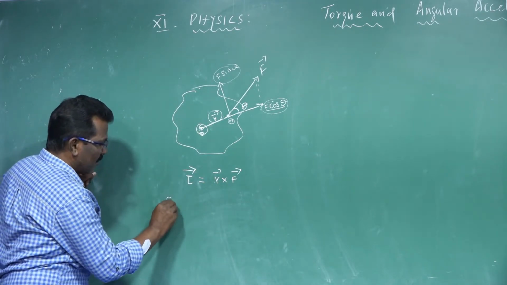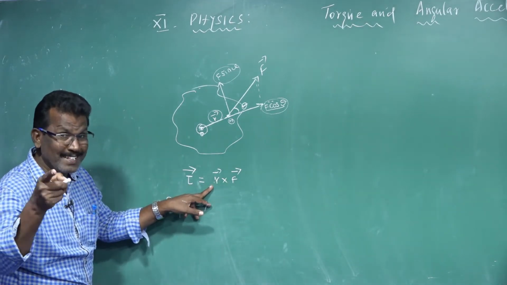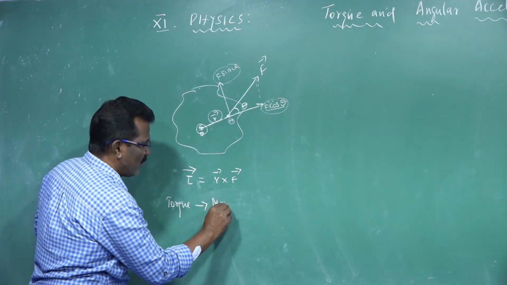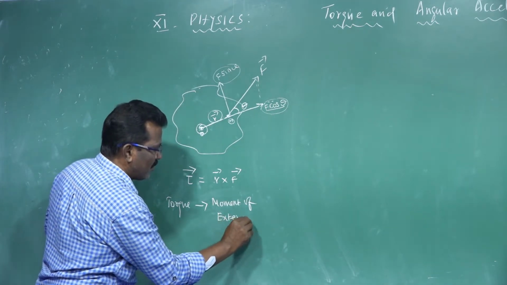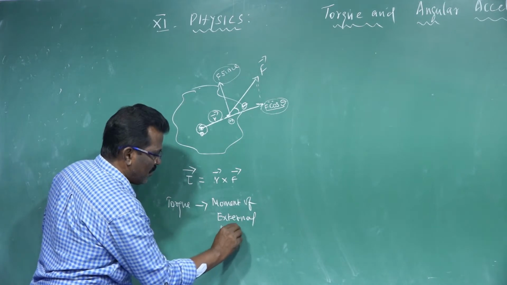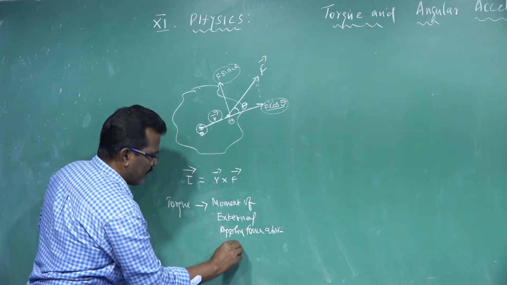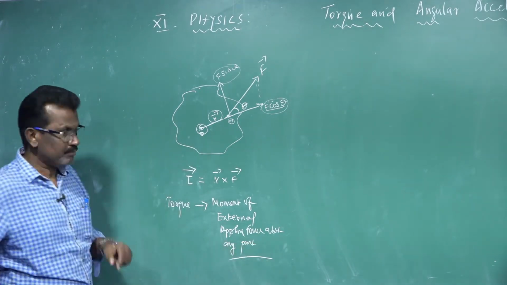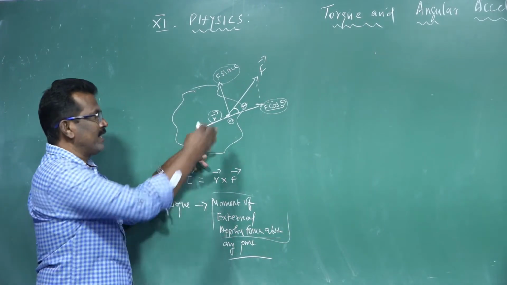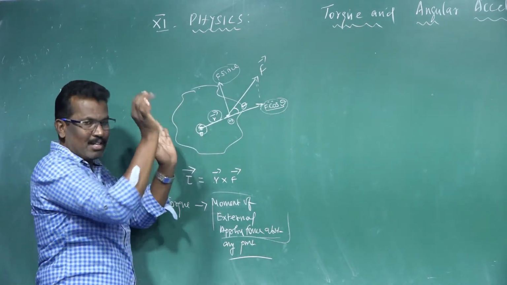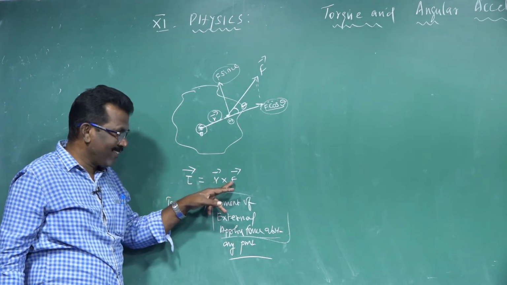So torque is the moment of the applied external force about any point. If an external force is applied on the body, the body has to be rotated, so torque is produced. Torque is generally denoted by the symbol tau. Tau is equal to r vector cross F vector.